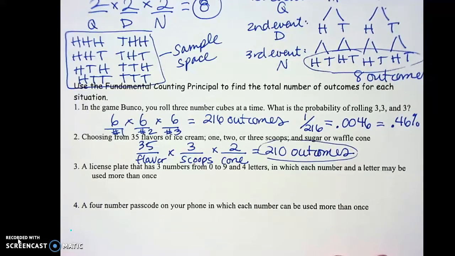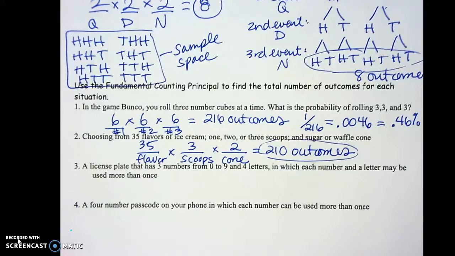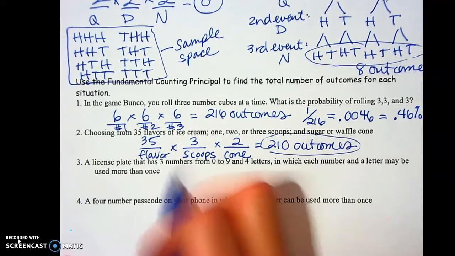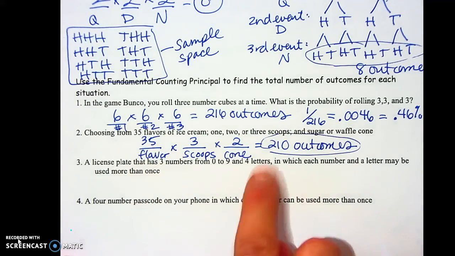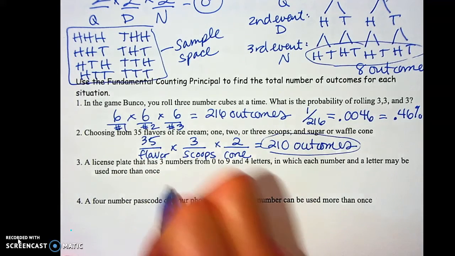How about license plates? A license plate that has 3 numbers that can range from 0 to 9 and 4 letters in which each number and a letter may be used more than once. So in California, this is what our license plates look like. How many events are happening here? 3 numbers and 4 letters. That's 7 events. This is going to be a really big number.